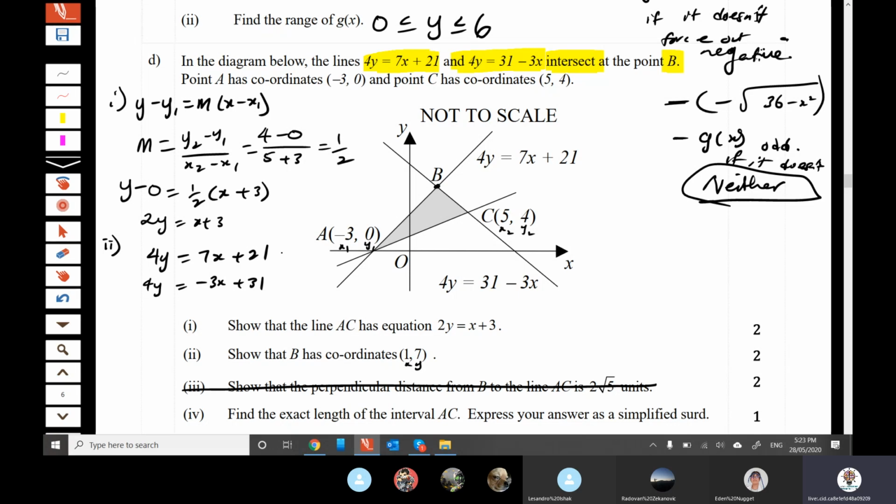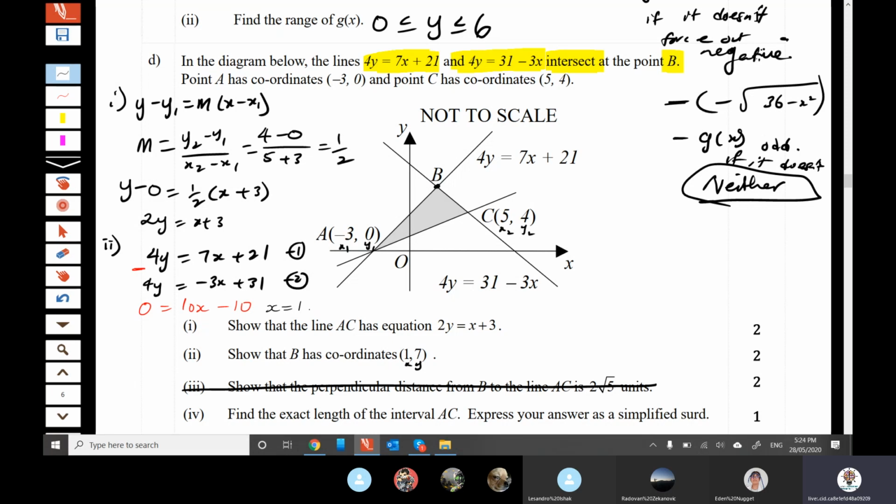All right, what do I do to solve these 2 simultaneously? Both for y. You take away, downward. So that becomes 0. 7 take away negative 3 is plus, so 7 plus 3 is 10. 21 take away 31 is negative 10. I think we can clearly see that the first answer is x equals 1, which is what we need.